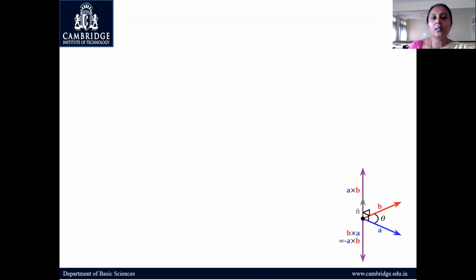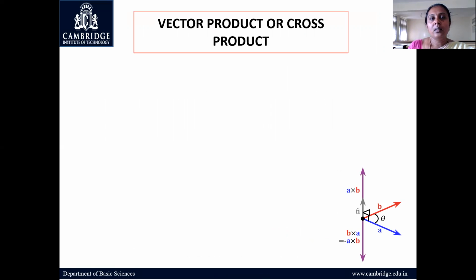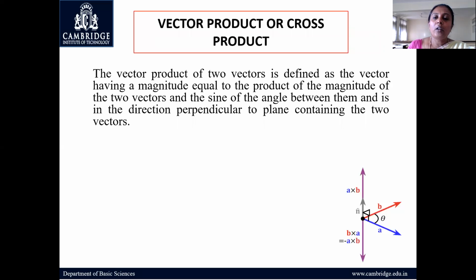Okay. Next, by seeing the diagram, you can tell that it is a vector product or cross product. The vector product or cross product is defined as the vector having a magnitude equal to the product of the magnitudes of the two vectors and the sine of the angle between the two vectors, and a direction perpendicular to the plane containing the two vectors.